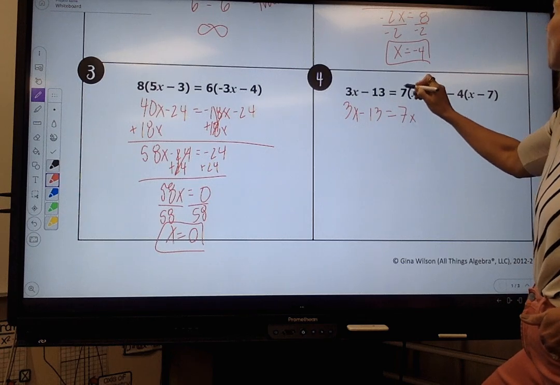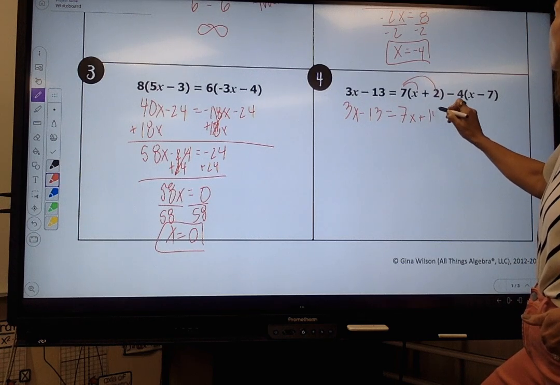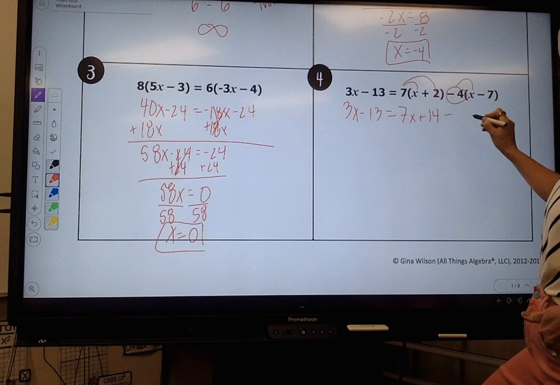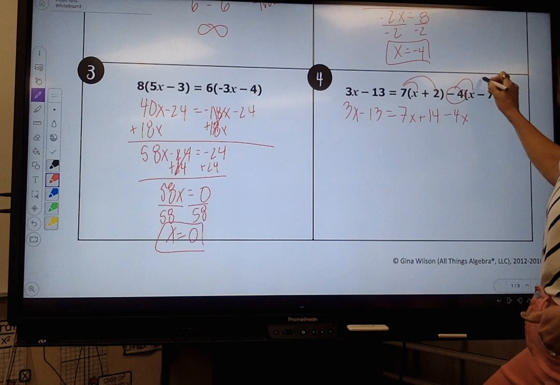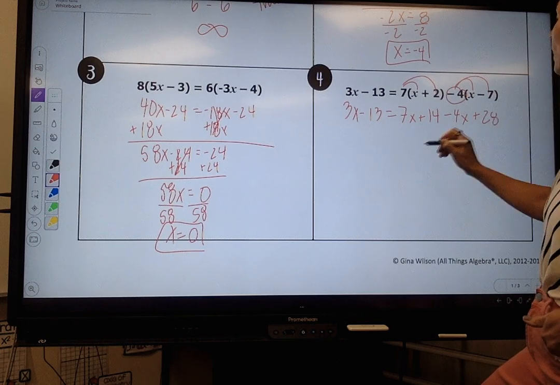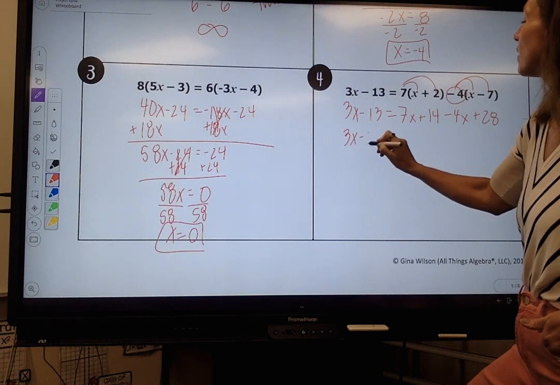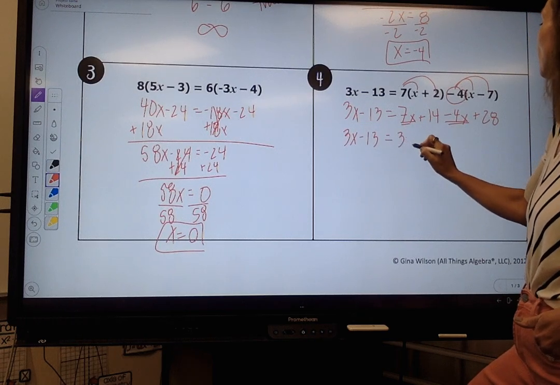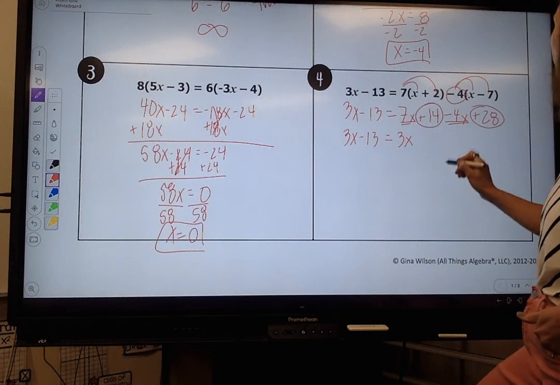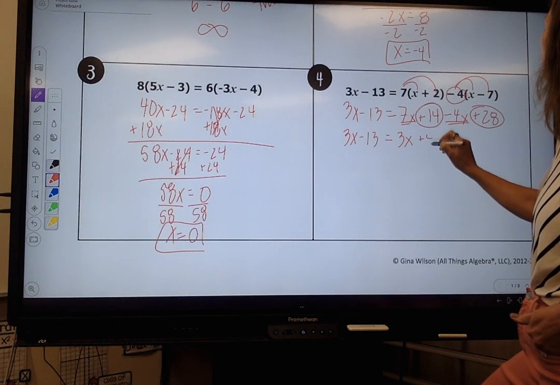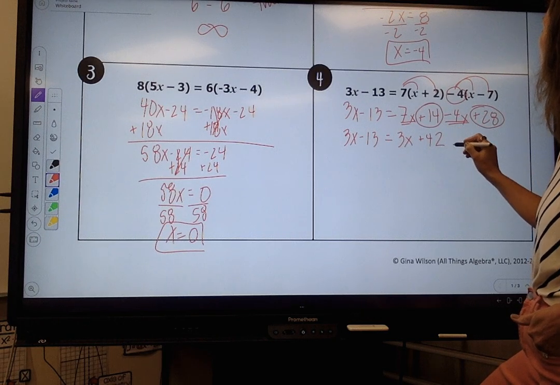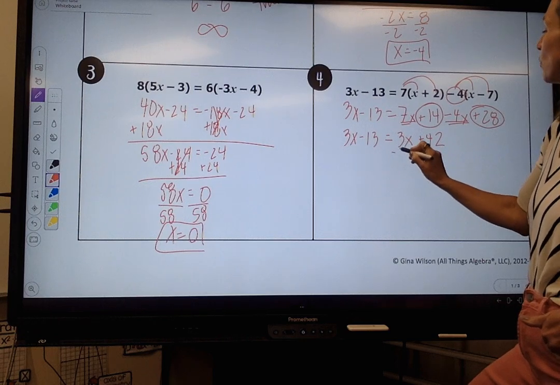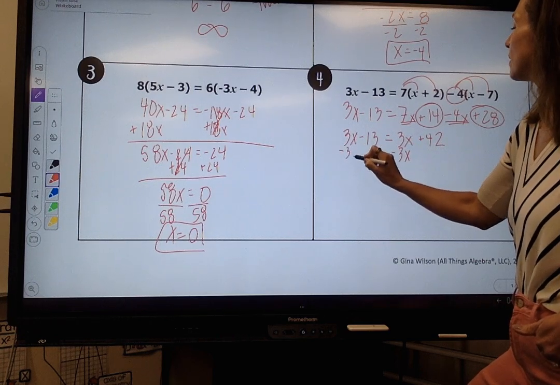Number 4, last one, 3x minus 13. Once I distribute out my 7, I get 7x plus 14. I'm distributing out this negative 4, so I get negative 4x and a positive 28. I combine my like terms. So over on the right-hand side, I have 7x and negative 4x, which is 3x. I have 14 and 28, which is plus 42. And then I subtract 3x on both sides.